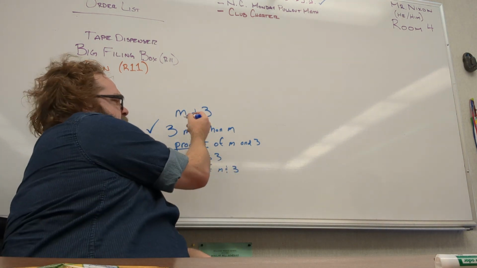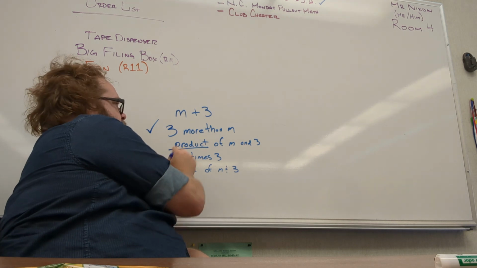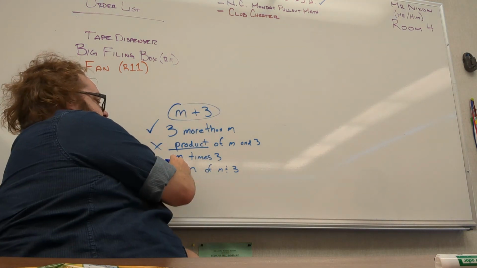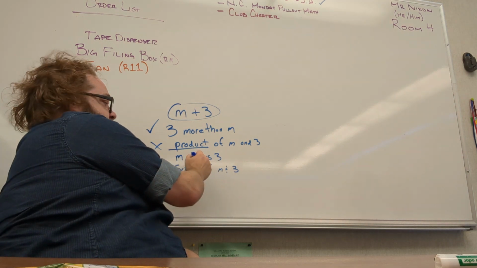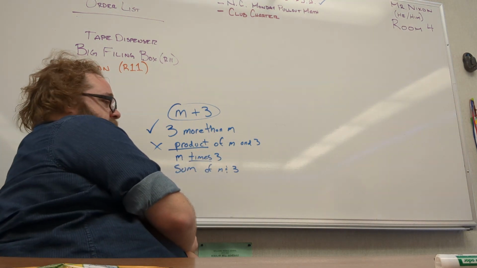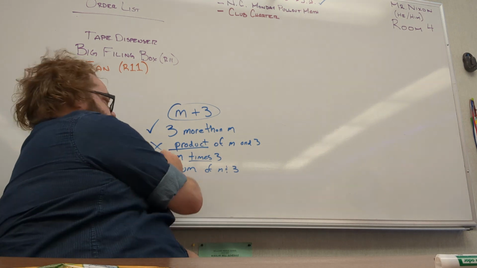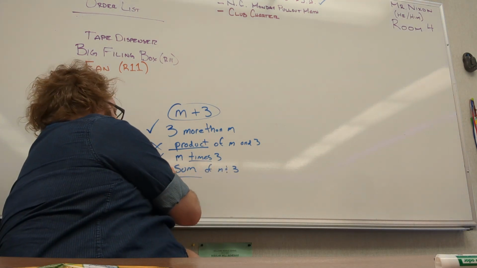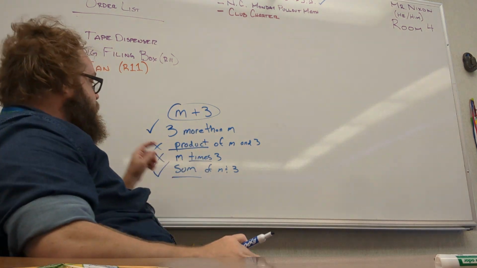So is this right here multiplication? No, so that's not right. M times 3. Well, what kind of math is that? Times, which is multiplication. So that's not right. The sum of m and 3. That's addition. So is that one the same? Yep. So which ones are right?